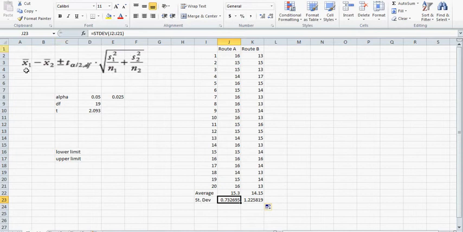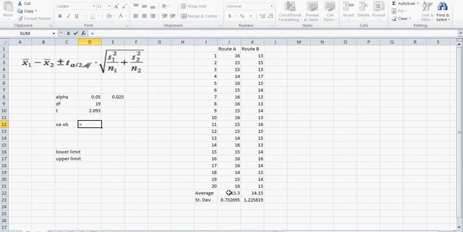So now we have everything in this formula, and all we need to do is plug it in and we can get our confidence interval. So the first thing I'm going to do is calculate this x1 minus x2. So this is really xa minus xb, our two roots. So you get that just from your averages, 15.3 minus 14.15, nice and easy.